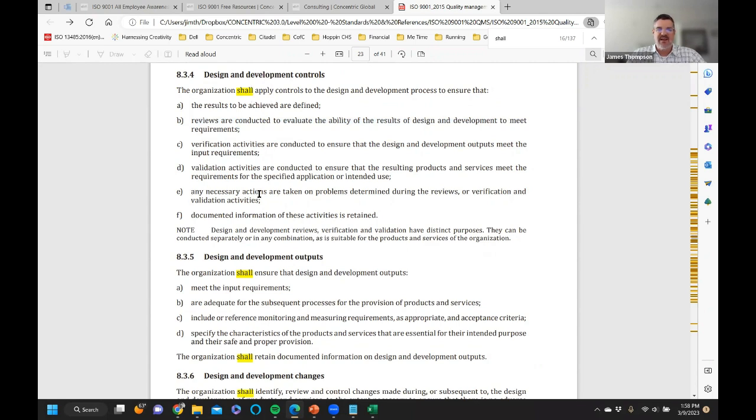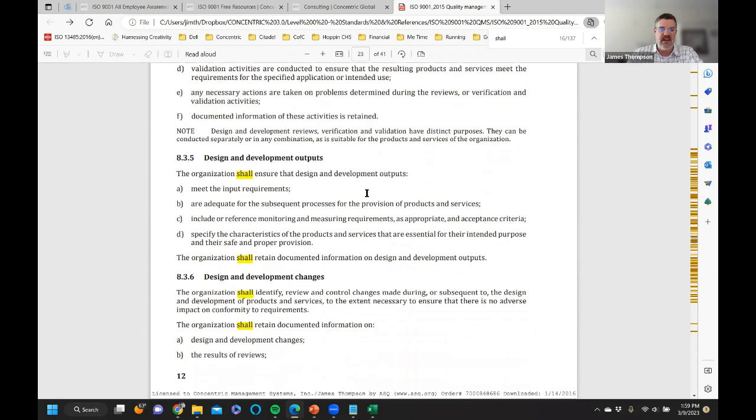Any necessary actions are taken on problems determined during the review or verification or validation activities. So if you find a gap during verification or validation, you take action on that, and then you have documented information in the form of a record that's retained.